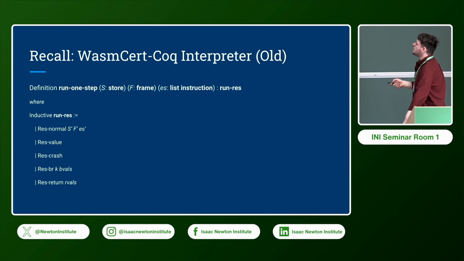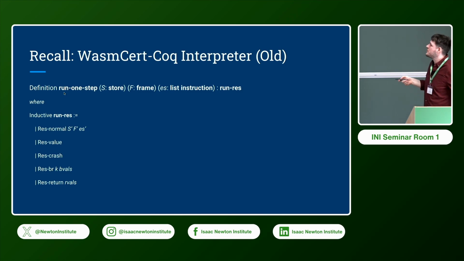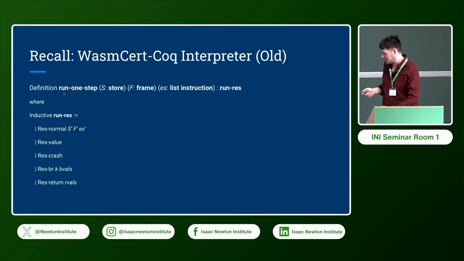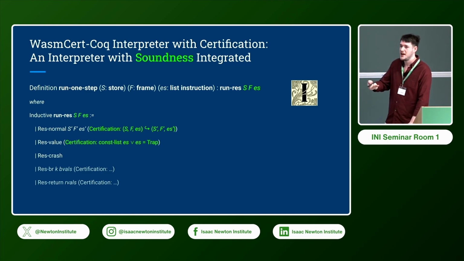So to look at what we mean by causing this interpreter to certify more things, making it more fancy, recall that this is our definition of a result from the point of view of just the naive interpreter we were working with before. You either take one step, you terminate, you crash because you were ill-typed, or you do some weird exception thing. Now we need to add a bunch of extra certifications. So this is now a dependently typed interpreter. It's kind of proof carrying.